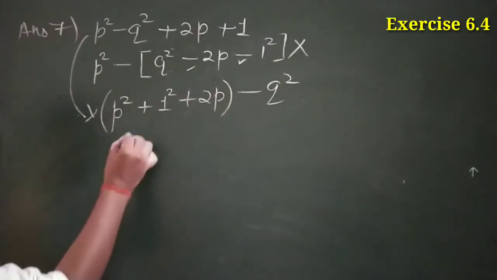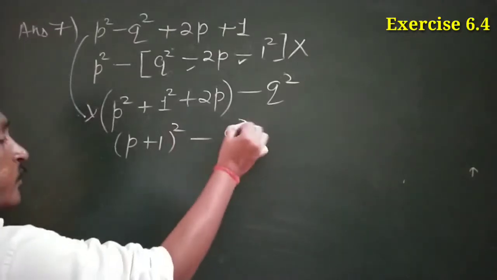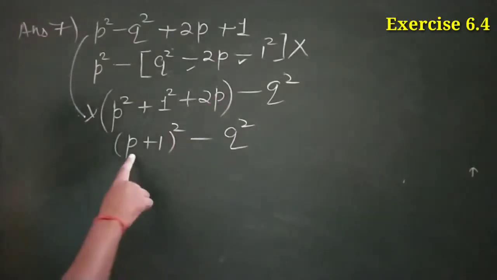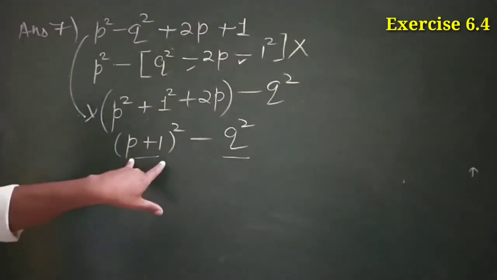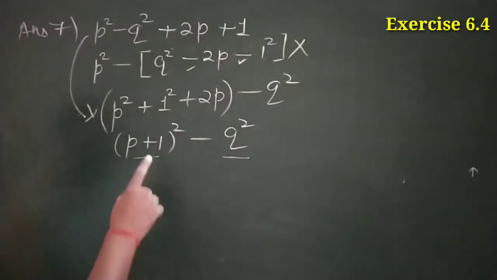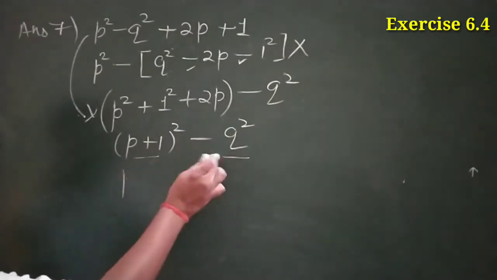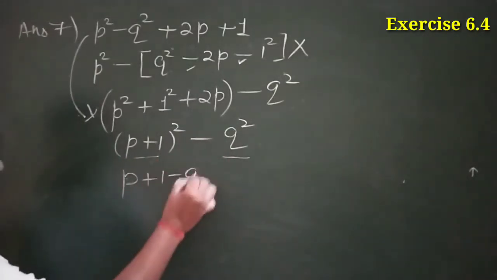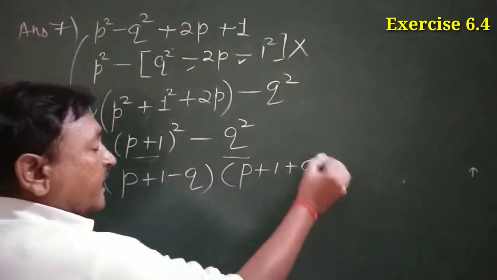It will get converted into (p plus 1) whole square minus q square. It is now in the form a square minus b square. In place of a it is p plus 1, in place of b it is q. So we can apply the formula here. One time they will be subtracted, p plus 1 minus q, and the second time they will be added. Is it clear? Note it.